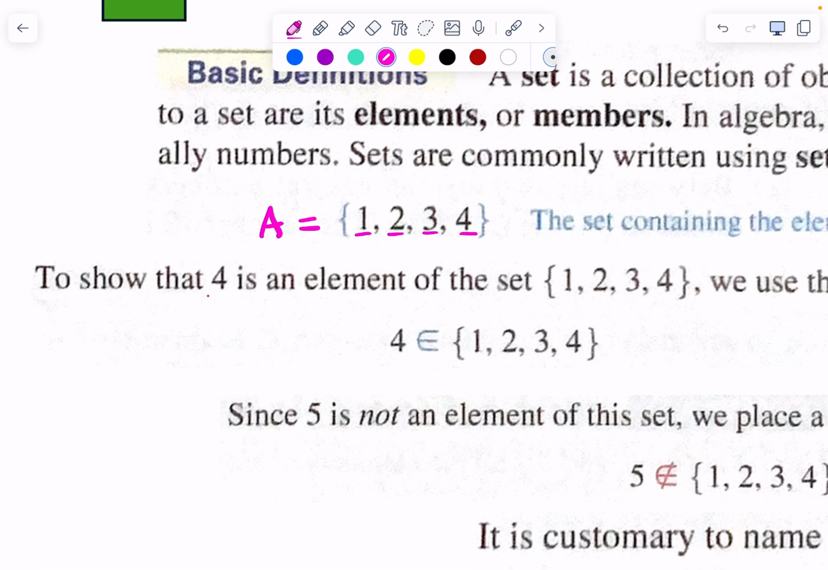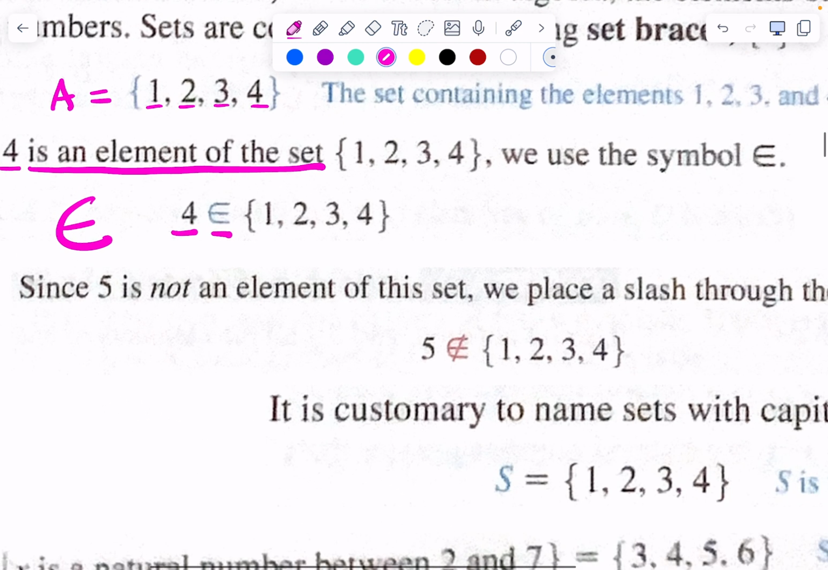Now, to show that 4 is an element of the set, they use this symbol, which stands for element. It's kind of like a C, but then another little line. That's how I write it, okay? 4 is an element of the set 1, 2, 3, 4. They're just saying 4 lives in there, okay? And that's how they work.